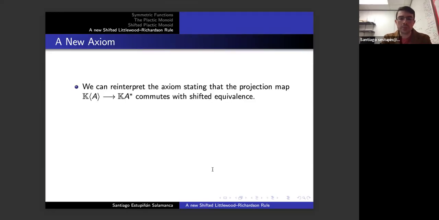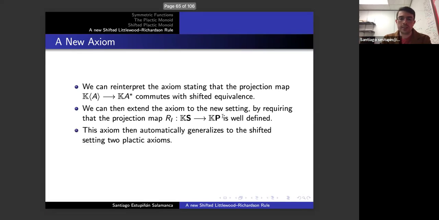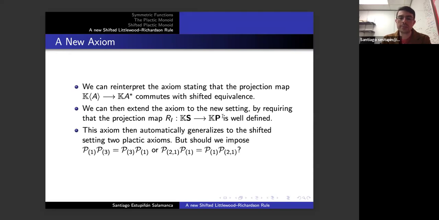But there is a way to salvage all the construction or this idea. Basically, you can reinterpret the axiom saying that as you let letters commute, this respects the plactic equivalence. And you can instead think of a restriction map not to the completely abelian monoid, but to the plactic monoid. And you want this map to be well defined. And basically, if you exchange this condition by the previous condition, then all of these are satisfied in the shifted plactic monoid.